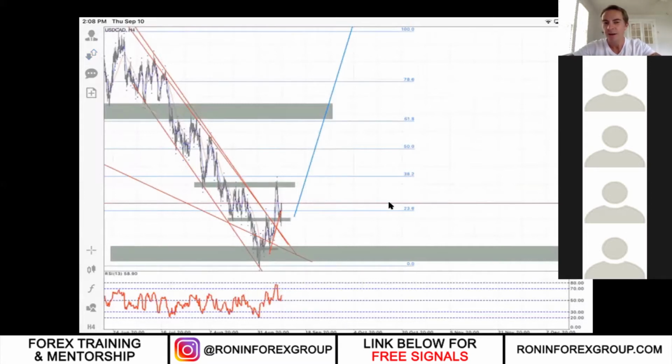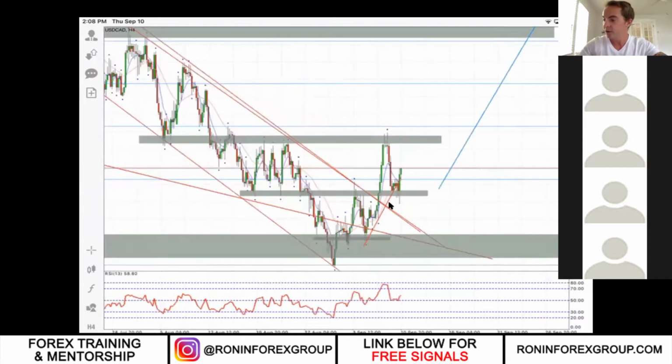I shared this chart and I've been talking about it in our weekly outlook video, in our VIP group for sure, and with my accelerator traders.